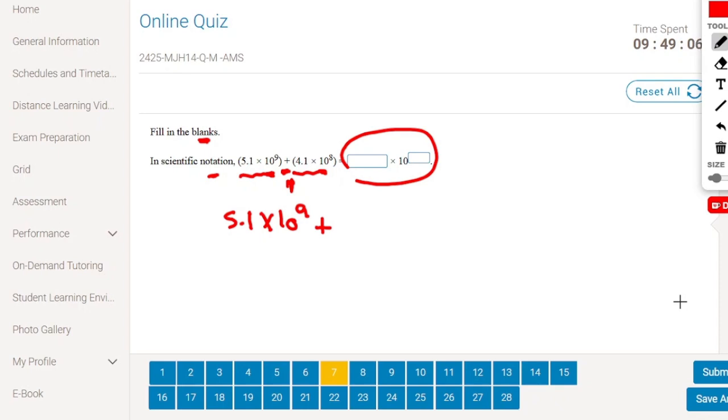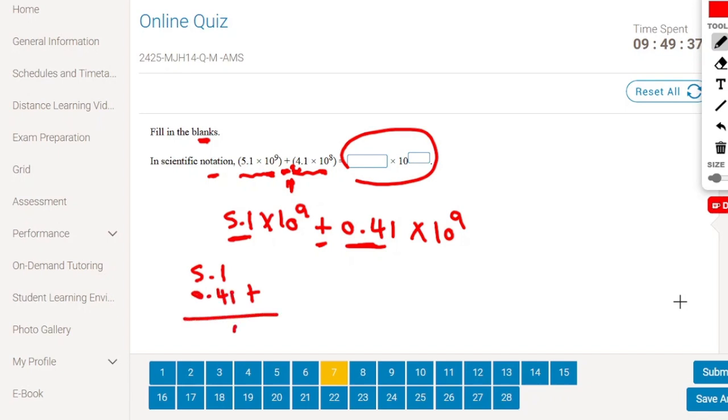How to make this one 9? If I want to make this 9, I have to move the decimal point of 4.1 to the left. So it will be 0.41 multiplied by 10 power of 9. Okay? So here I have plus, so I can make summation of these two numbers. So 5.1 plus 0.41, it will be 5.51. So here it will be 5.51, and here it's 10 of power 9.